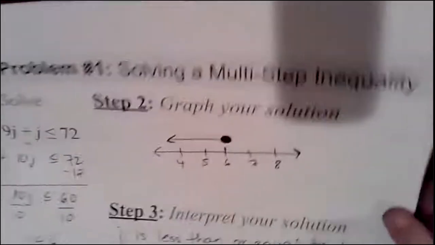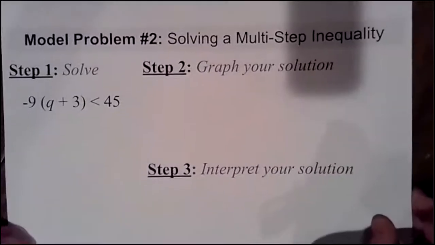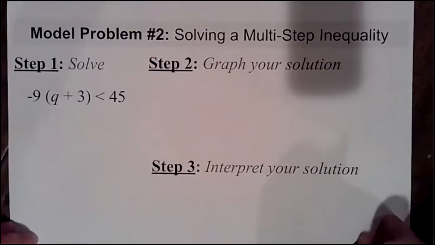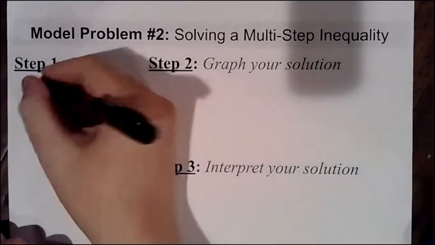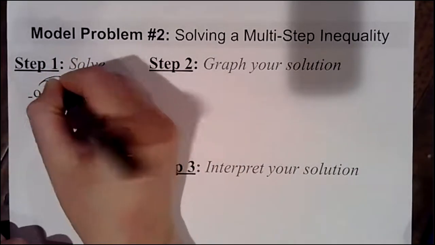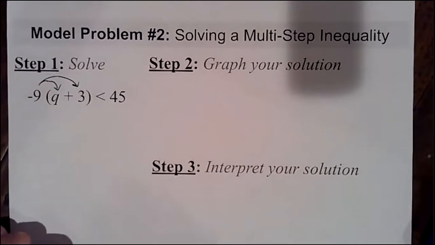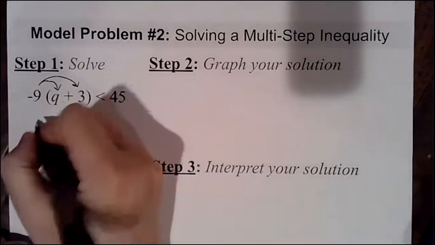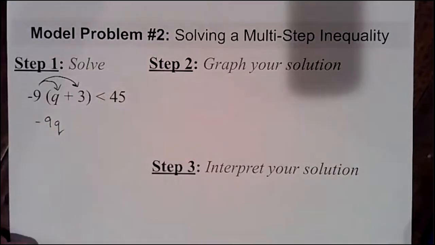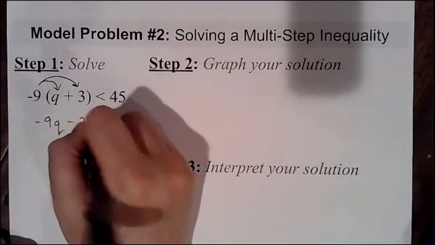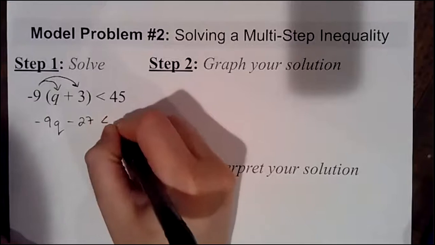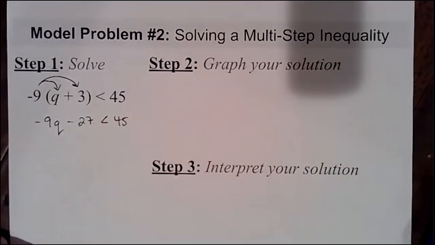Let's look over here at the second one. So now we're going to spiral to distribution, right? So it's been a while since we've seen distribution, but it's very important that we don't forget how to do it. Parentheses means to multiply, right? So whatever this 9 is hanging out in front of, I have to distribute it to all terms. So negative 9 times q gives me negative 9q, okay? Negative 9 times 3 gives me negative 27. And then I bring down the rest is less than 45, okay?